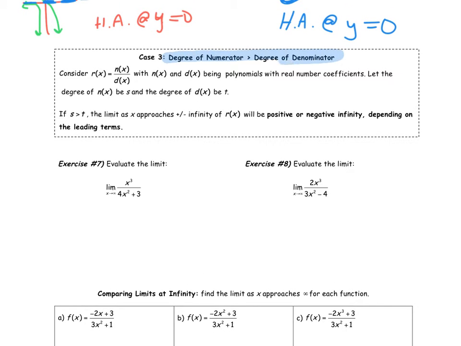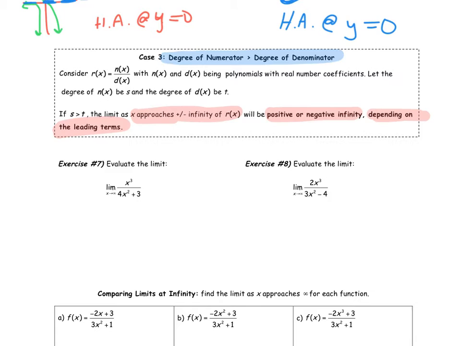Now what happens when the degree of the numerator is bigger than the degree of the denominator? So this is going to affect what we're doing a little bit differently here. So our rule of thumb here, when we're taking a limit, when the degree on top is bigger than the degree on bottom, we say as x approaches infinity or negative infinity, it's going to be positive or negative infinity depending on the leading term. So now this is a little different, new information here. Again, as x approaches positive and negative infinity, the result will end up being positive or negative infinity. It's just going to depend on the leading terms.